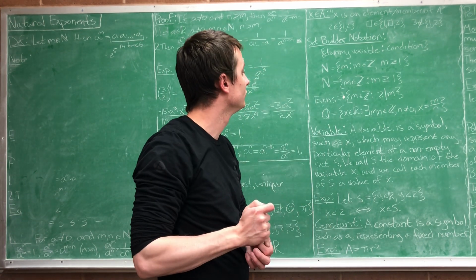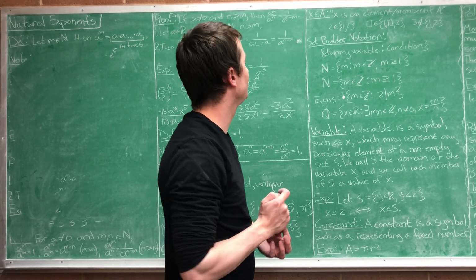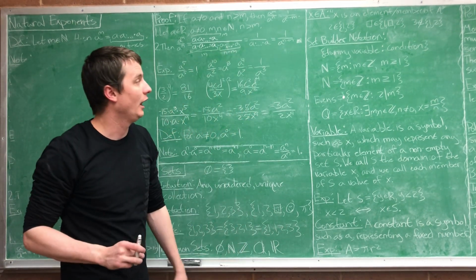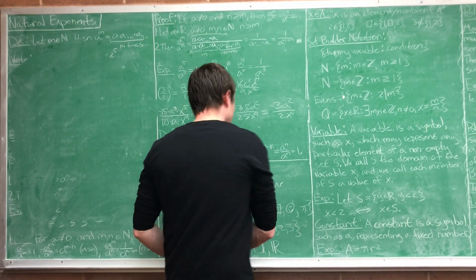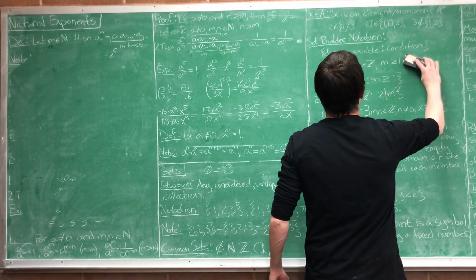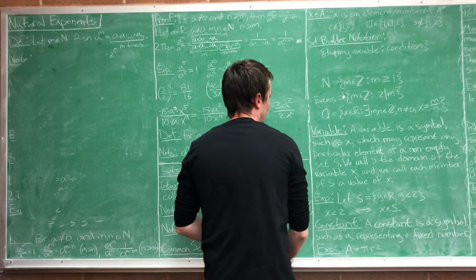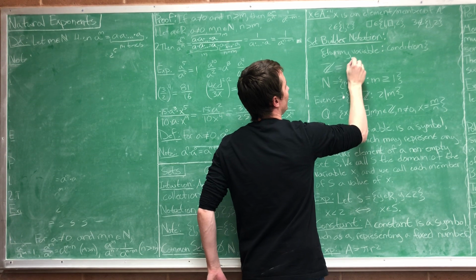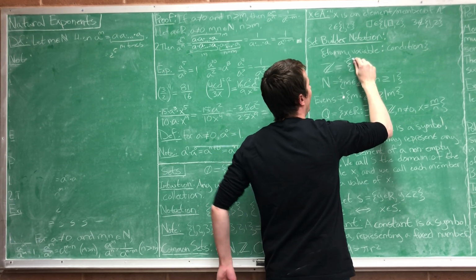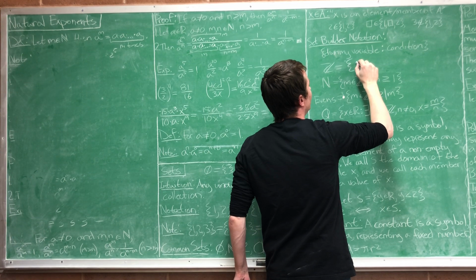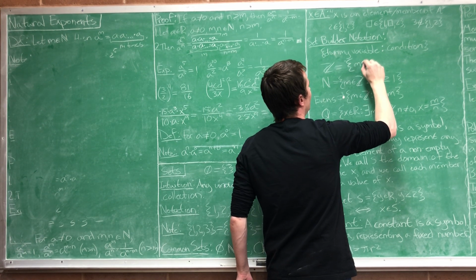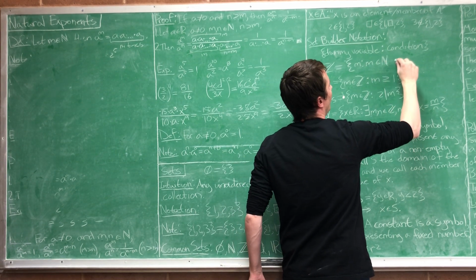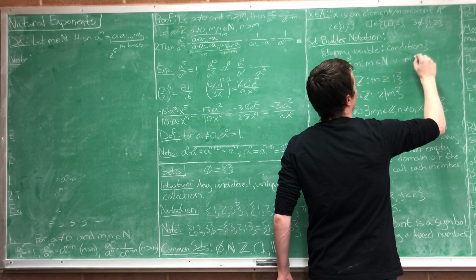How would you define integers? Well, these weren't really definitions. These were just other ways of writing them. How would I write the integers? We could write it in terms of the naturals pretty easily. I can say the integers is the set of all m such that m is a natural number, or negative m is a natural number.